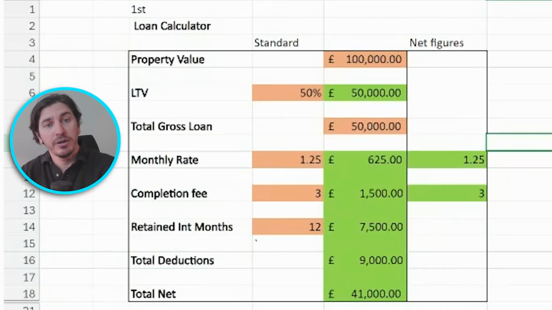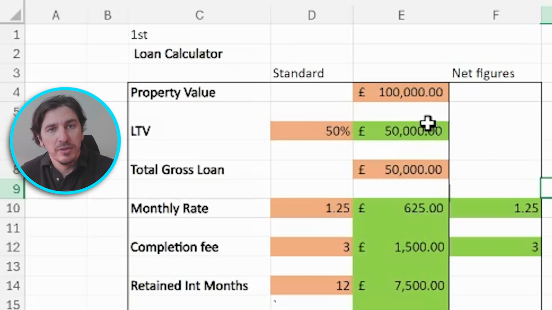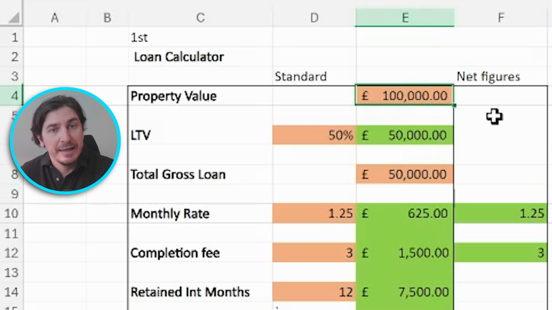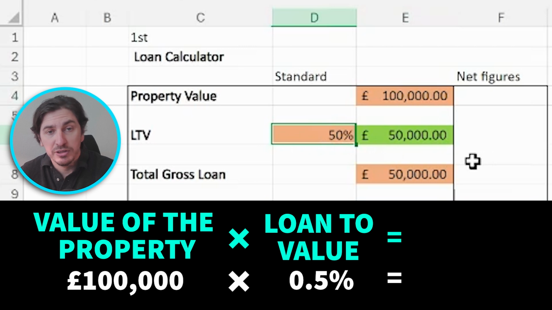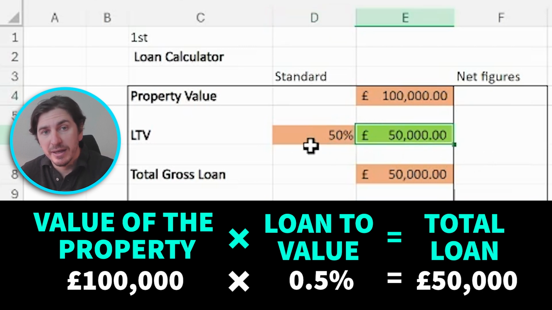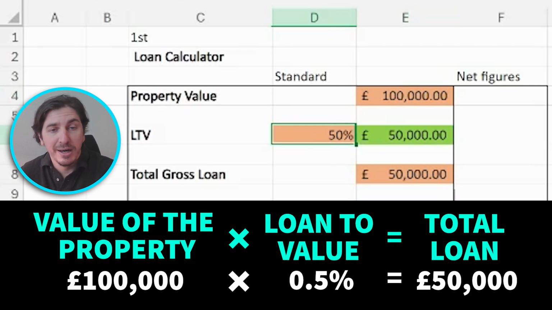I thought I'd quickly run over as well, before we get too deep into this, how you work out the actual loan to value and also the interest. It's fairly straightforward, but just in case anybody's wondering. So for the loan to value, all you do is you take the value of the property and then you times that by the loan to value, which is 50%, and then you will get that. So 50% is 0.5 when represented as a decimal. So you times 0.5 times 100,000 to get the 50,000.